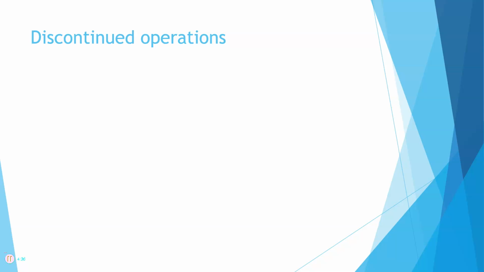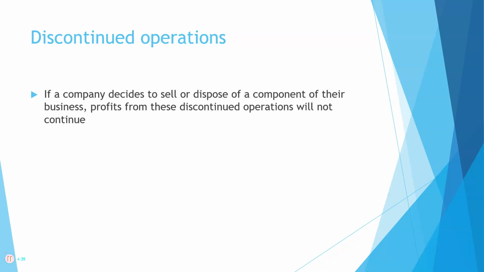Now, the other thing we have is discontinued operations. This is if a company decides to sell or dispose of a component of their business. Profits from these discontinued operations will not continue. You have to do it immediately when a decision is made. An example would be if a company that makes sneakers decides we're not going to do sneakers anymore. That would be considered a discontinued operation. Now, if we have 4 different styles and we decide to go back to just 2 styles, that would not be a discontinued operation.